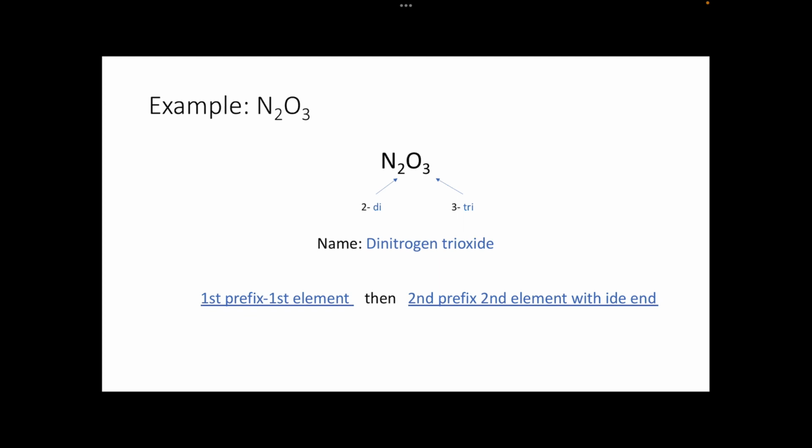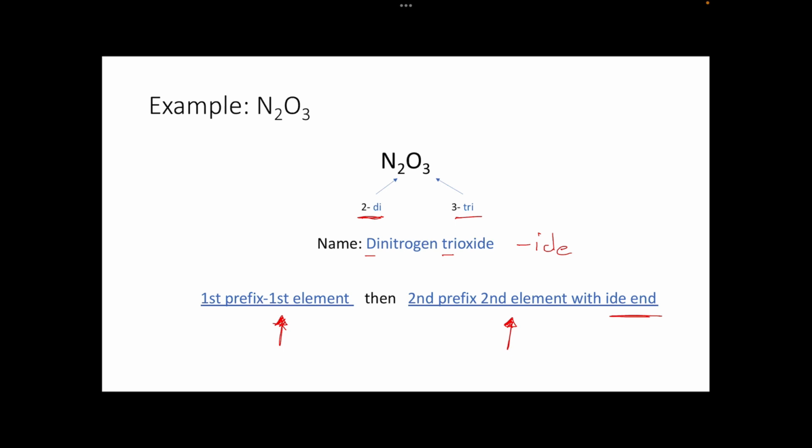So we have a 2 here, which means di, the 3 means tri. So we put the di in front of the nitrogen, the tri in front of the oxygen, and we still use the IDE at the end, right? So it'd be dinitrogen trioxide. So the rule is we do the first prefix in front of the first element, and then the second prefix in front of the second element with IDE at the end.